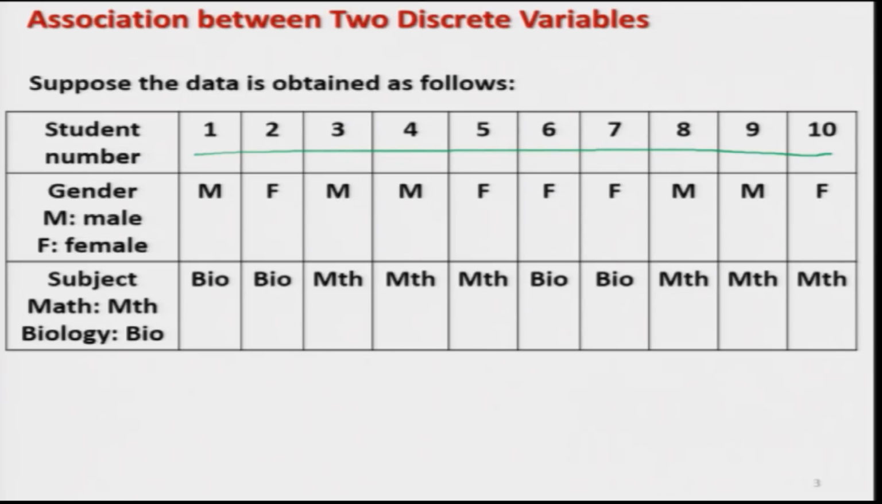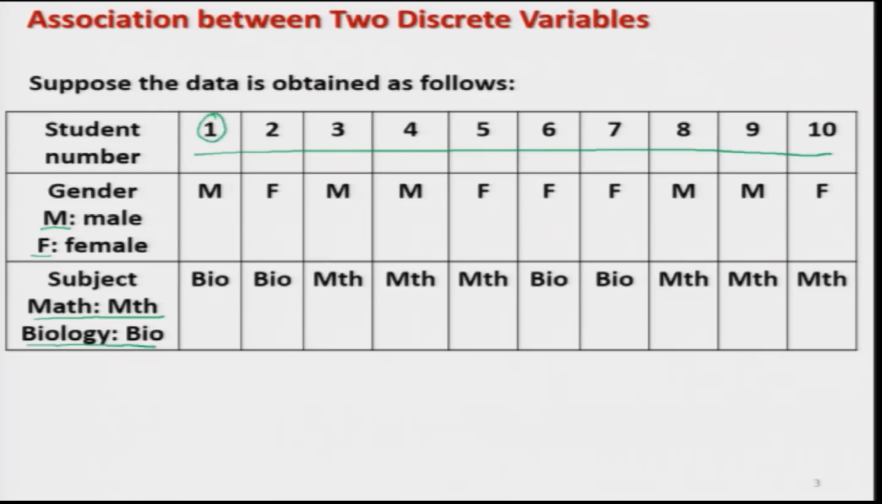and we ask individually each and every student what their choice is, and we note down their gender. I am denoting the gender of male students as M and the gender of female students as F, and the subjects, mathematics is denoted here by MTH, and biology is denoted by BIO. So now the data is collected as follows.